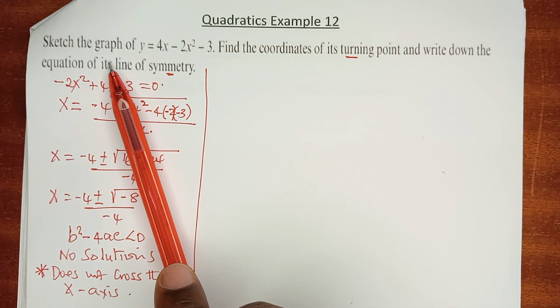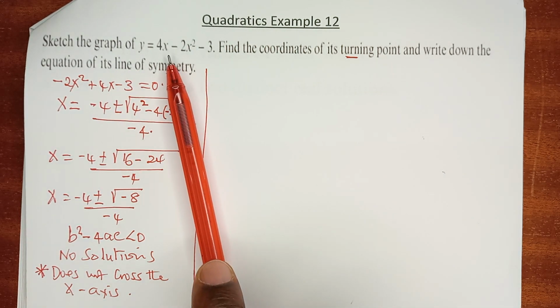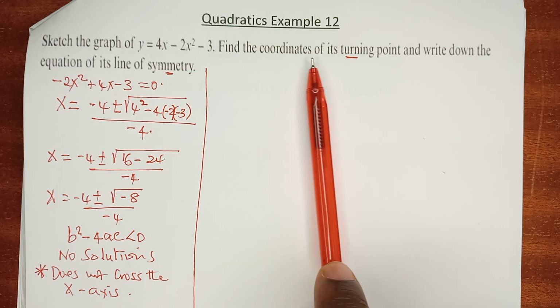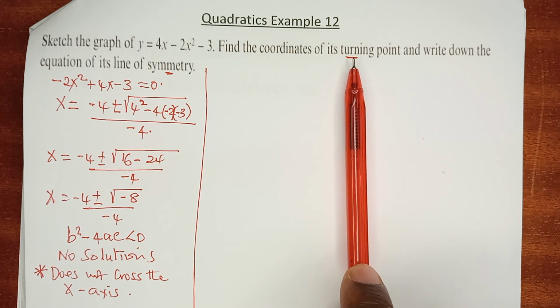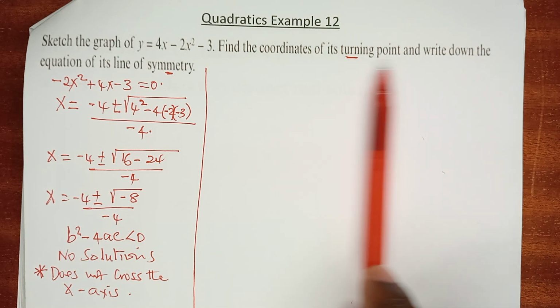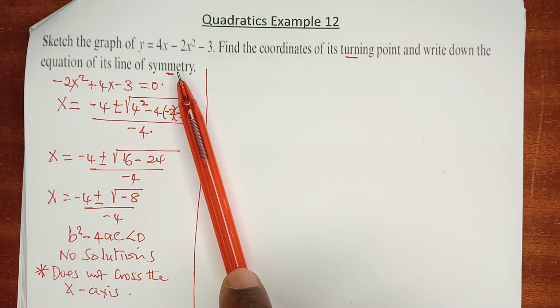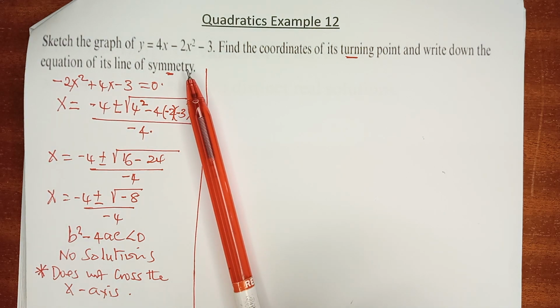In this video I want us to continue sharpening our skills in sketching curves. In this one we are supposed to sketch the graph of y equals 4x minus 2x squared minus 3 and find the coordinates of the turning point. Turning point is a keyword there. And write down the equation of its line of symmetry. Line of symmetry is another keyword.